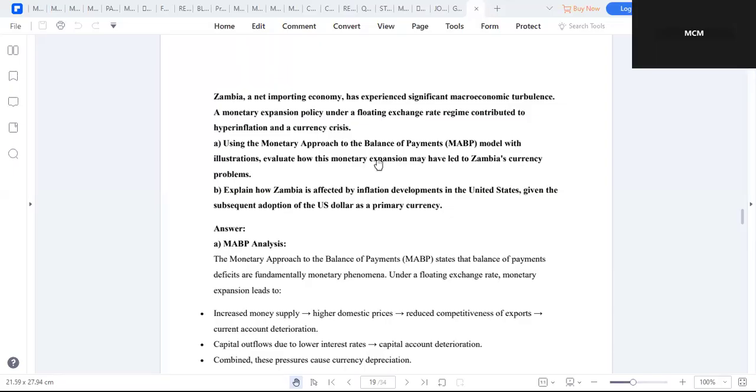Welcome to our class in MCM, Money and Capital Markets. So we're going to look at issues to do with inflation and how it affects economies.